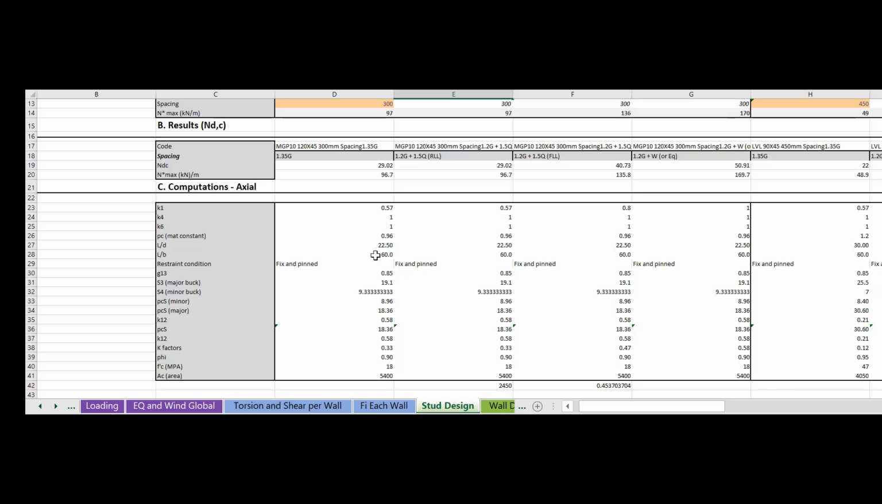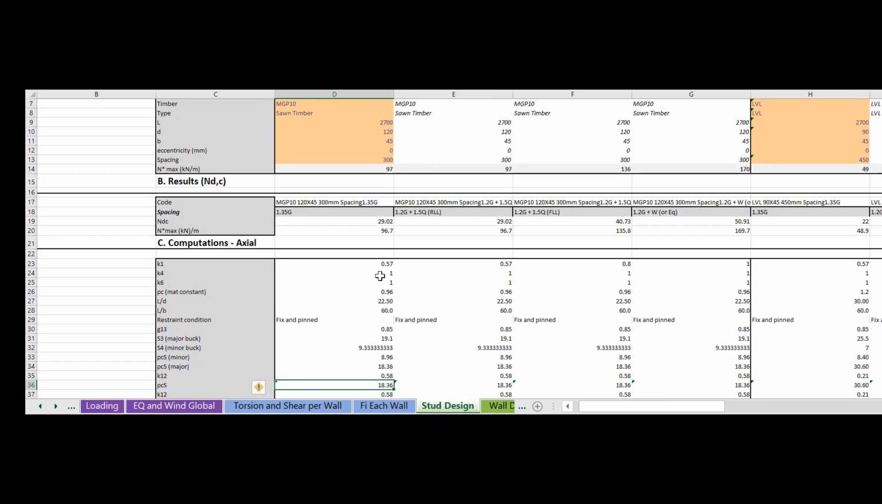But you can go through here and then have a look at the comps to see if they match up with what you think and if it looks about right. Here is the capacity per stud, and just below that, that's the capacity per meter, taking into account the spacing of each stud.